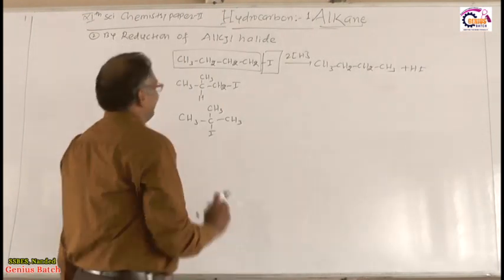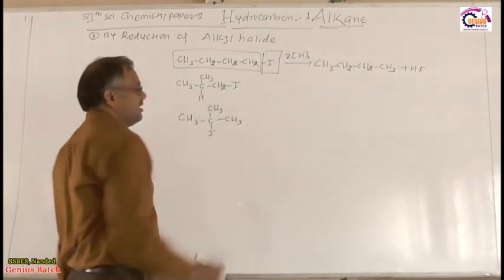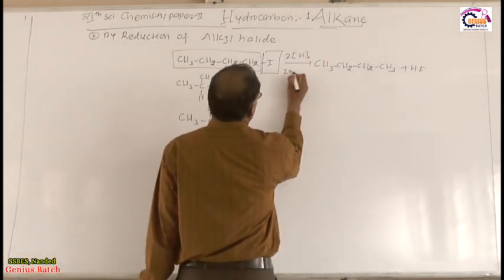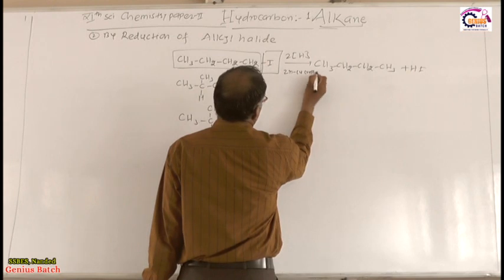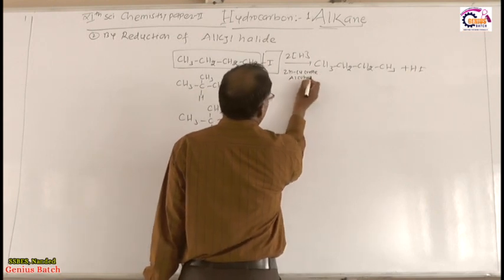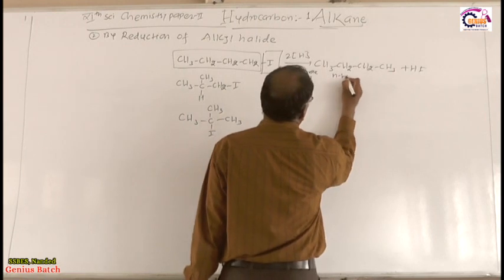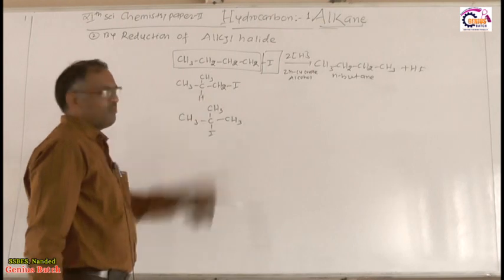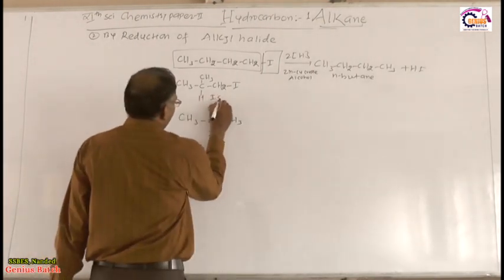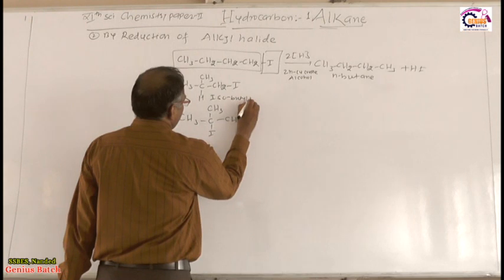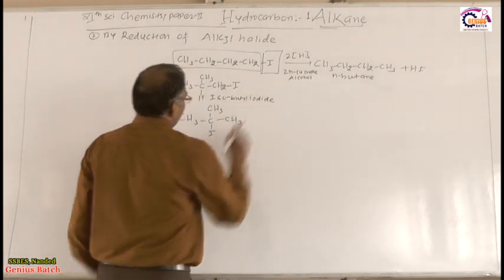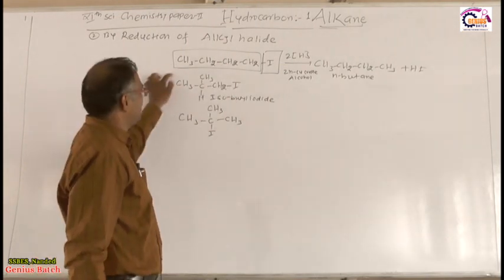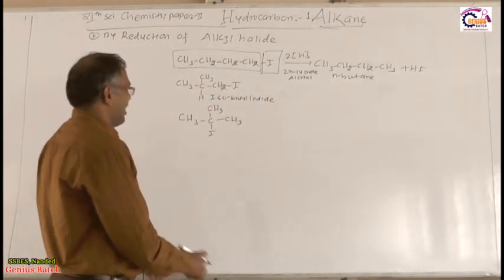Then again this is isobutyl iodide. This is the zinc-copper couple and alcohol, so that will be there, no doubt. So this is the reducing process. What will you get? You will get n-butane. Then suppose this compound is there. What is the name of this compound? The name of this compound is isobutyl iodide. Why iso? Because the second carbon atom has a methyl group, so therefore it is iso. So this whole compound is isobutyl iodide, right?